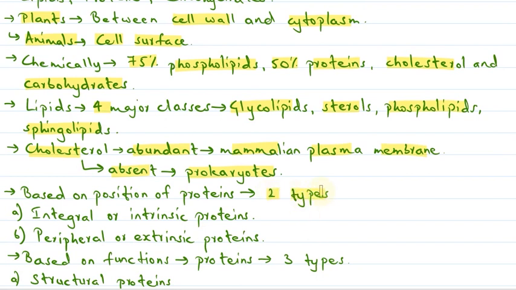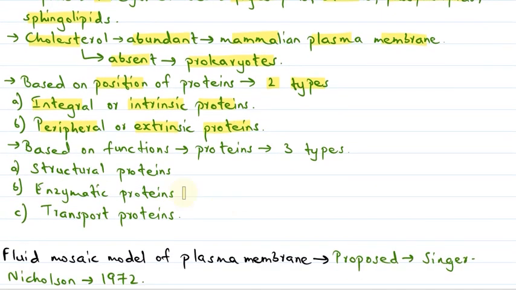Now we also discussed two types of proteins based on their position. Based on that position, the two types are integral or intrinsic proteins, and peripheral or extrinsic proteins. Both of these may be either ectoproteins, that lie external to the plasma membrane, or endoproteins, that lie internal to the plasma membrane. This classification was based on the position of proteins. Based on their functions, proteins are of three types: structural proteins, enzymatic proteins, and transport proteins.